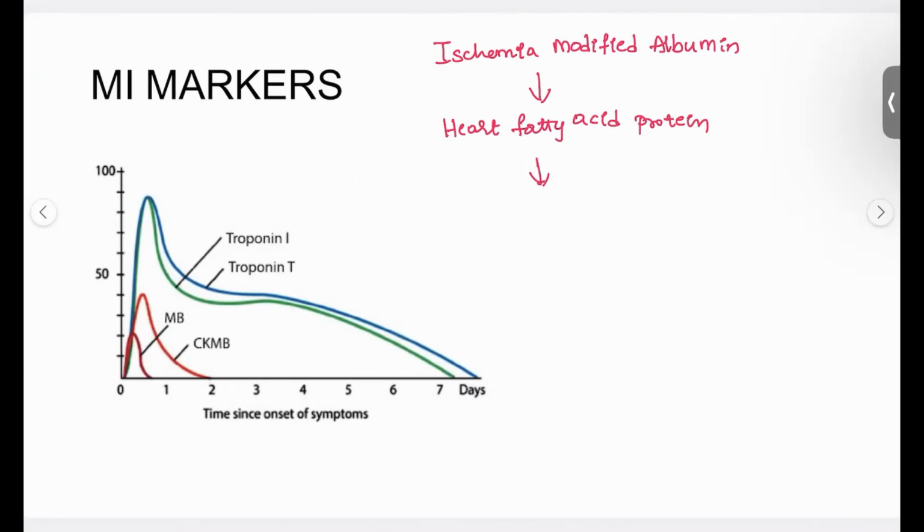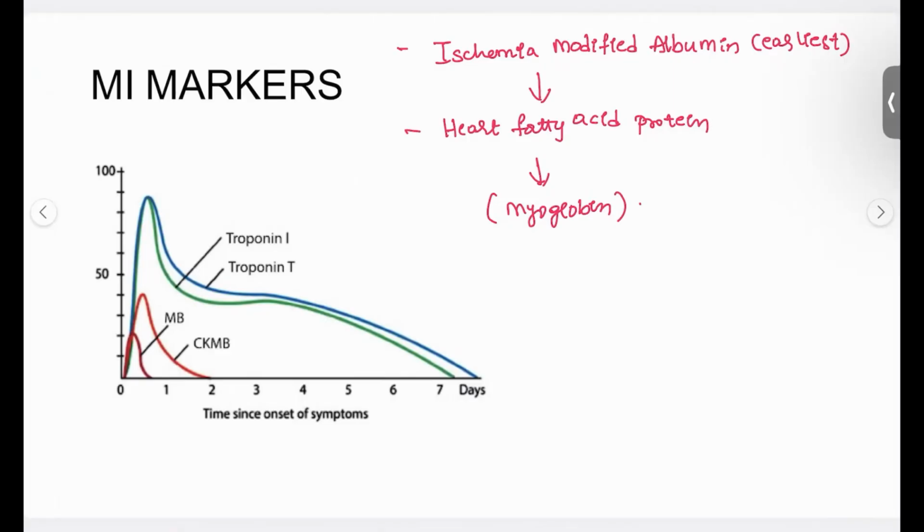Followed by that, your myoglobin will be elevated. Always remember the timeline is very important. The earliest one is ischemia modified albumin, the next one is heart fatty acid binding protein, and the third one is your myoglobin. And if those options are not given, then you can go for myoglobin itself. So the earliest to rise is myoglobin if the other options are not given.